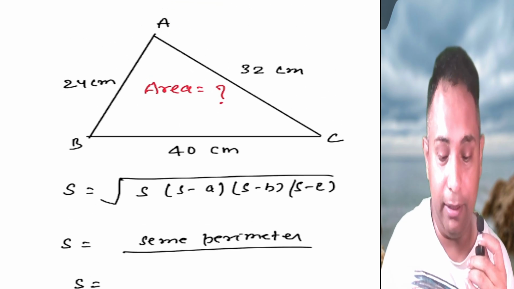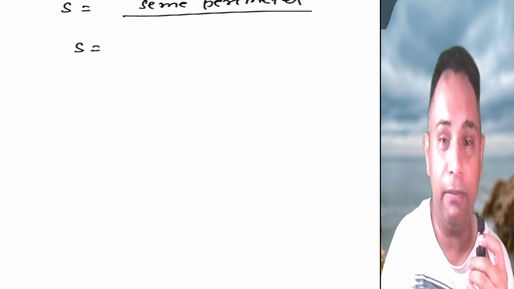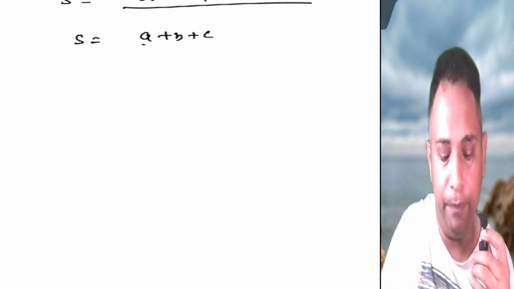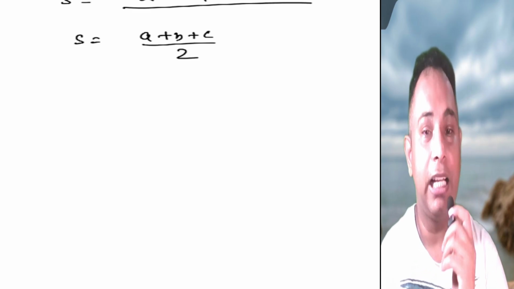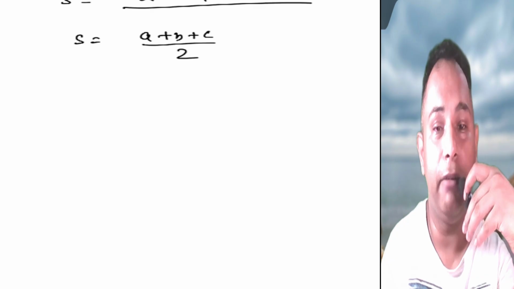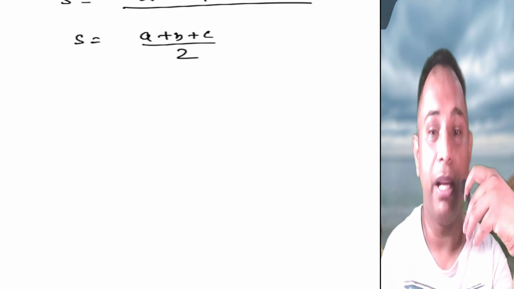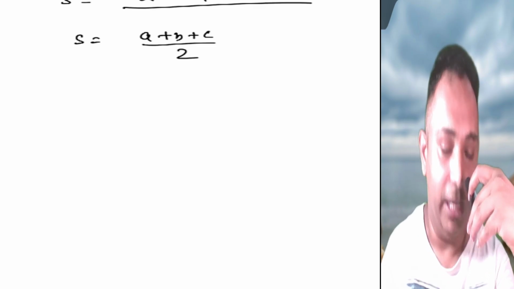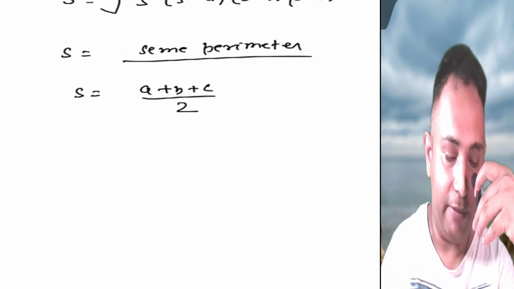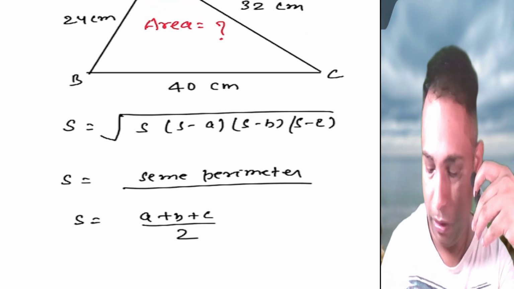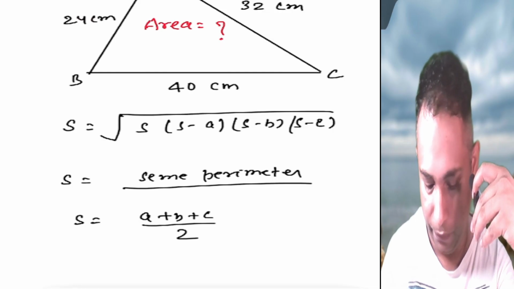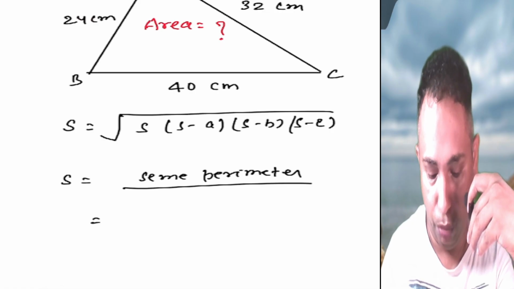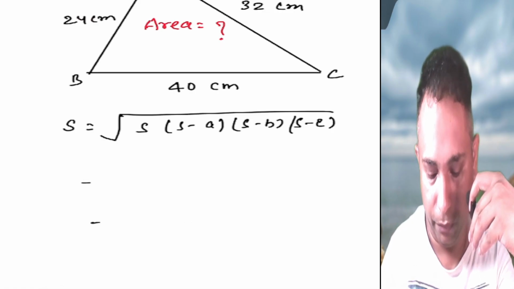So here we can see three sides are there, A, B, C. If we imagine that, then S is equal to A plus B plus C by 2. Very simple. S stands for semi-perimeter. We can find it by dividing the perimeter by 2. Perimeter we can find by adding all the sides of that particular triangle. So in this question, we have A, B, C. You have now understood what S, the semi-perimeter, is, that is A plus B plus C by 2.